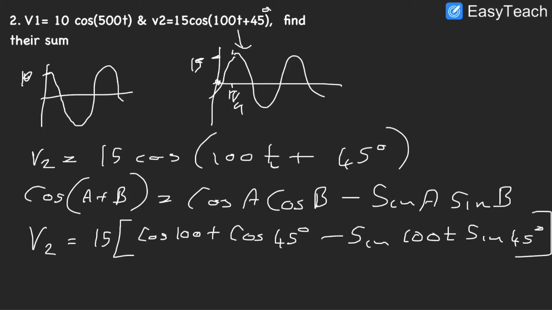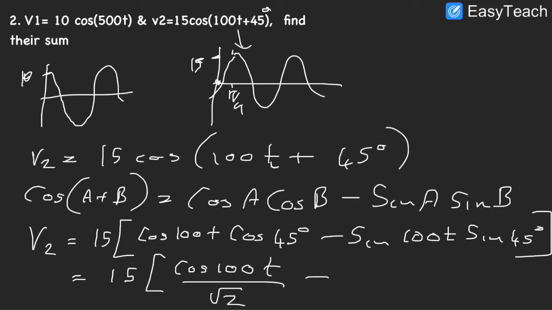Now sine 45 degrees and cosine 45 degrees is just 1 by root 2. So the value is equal. So this would be 15 times cosine 100t by root 2 minus sine 100t divided by root 2. Okay, so we simplified our V2 signal.